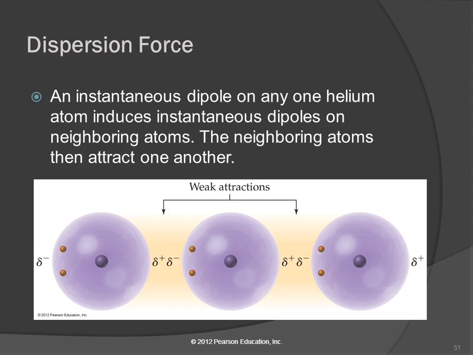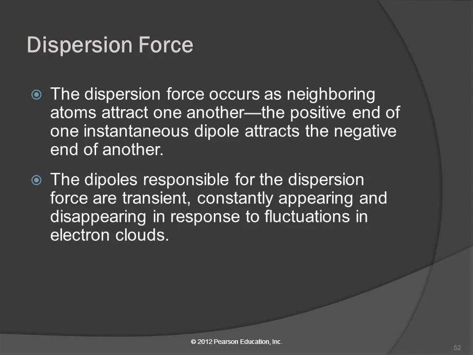So these instantaneous dipoles cause forces of attraction between neighboring atoms. And they come and they go, and they come and they go, and they're very, very weak. But because they come and go so frequently, it does add up to be significant. So the dispersion force happens as neighboring atoms are attracting each other. The instantaneous dipole induces a dipole in the neighboring atom, and then there's this force of attraction. And we'll finish talking about this next week.